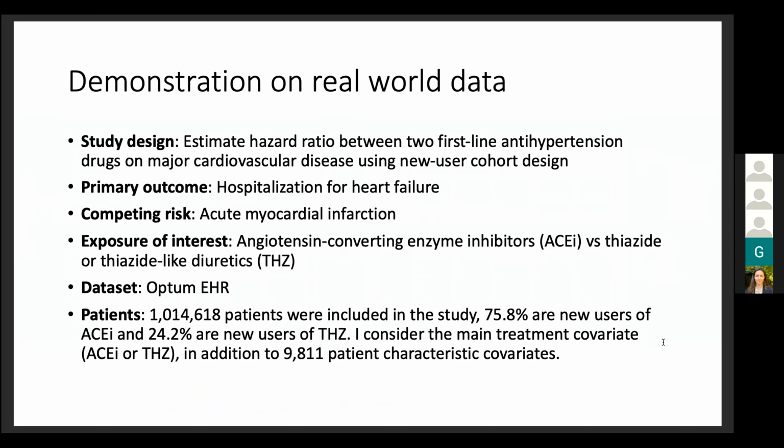And here I also demonstrate our parallelization on real-world data. Here I want to estimate the hazard ratio between two first-line antihypertension drugs on major cardiovascular disease using a new user cohort design. So we're interested in whether ACE inhibitor or thiazide better prevents hospitalization for heart failure, in the case that myocardial infarction is the competing risk. And we use the data from Optum EHR, which is an electronic health records dataset. In total, we include more than 1 million patients and consider almost 10,000 patient characteristics.